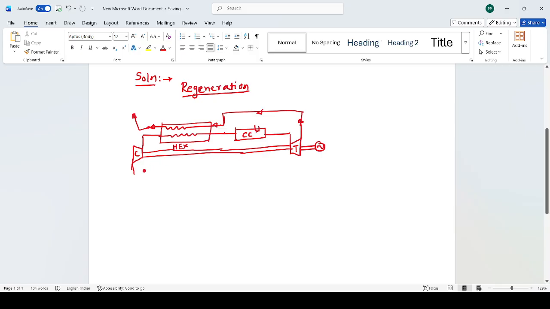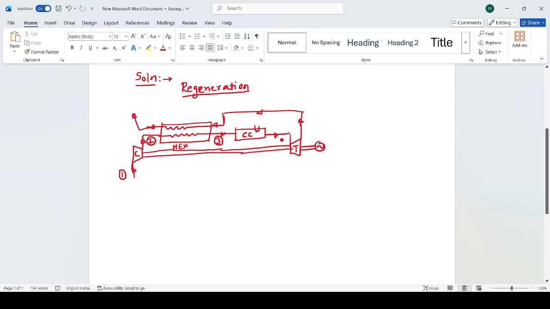So let us give the appropriate numbers for the various state points. State point 1 will represent the condition of the ambient air, atmospheric air entering the compressor. Then I will give state point 2, which is coming out of the compressor or entering into the heat exchanger. Number 3, that is where the air will be heated with the help of the exhaust gases coming from the turbine and before they are exhausted to the surrounding.